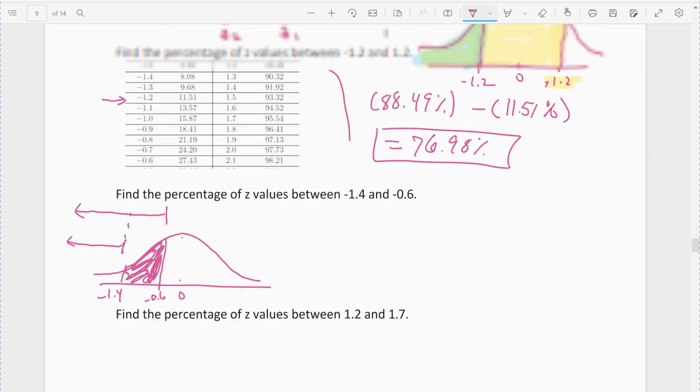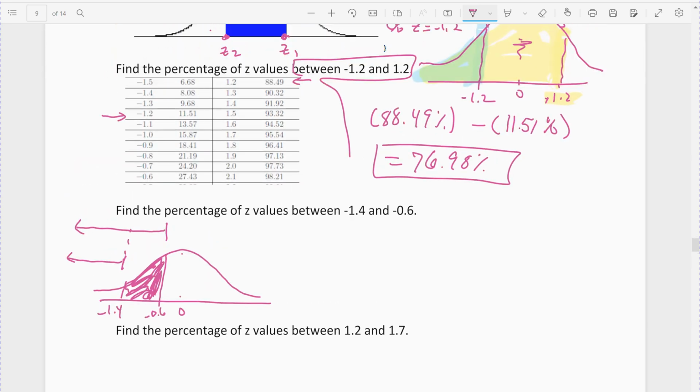Alright, so I go to my table, which is, again, the one that I have in the notes here. First, the negative 0.6 puts me at 27.43, so this is 27.43%, the big area. Negative 1.4 puts me here, that's 8.08%.